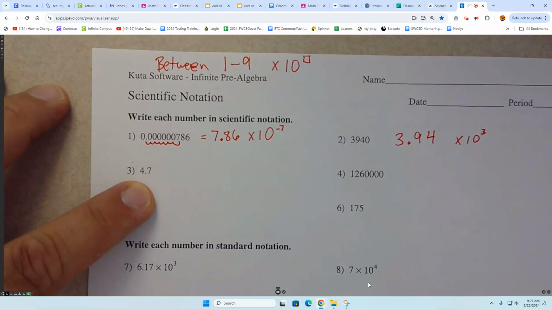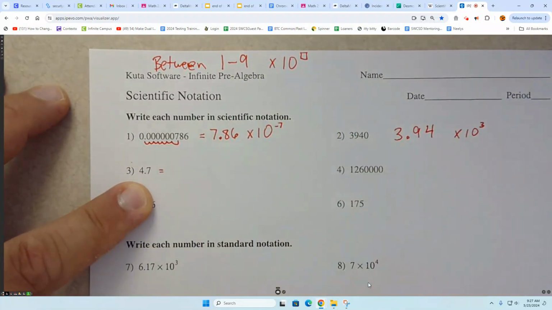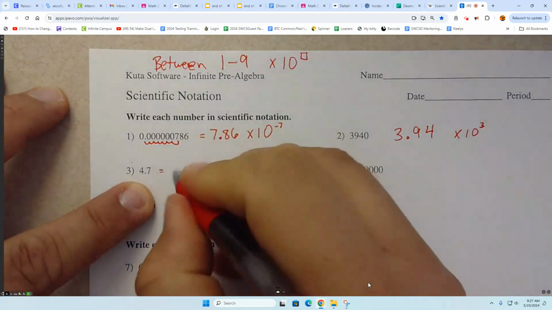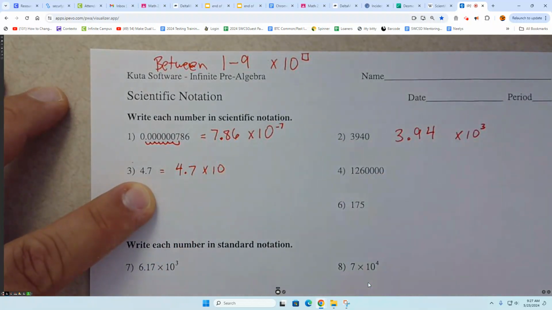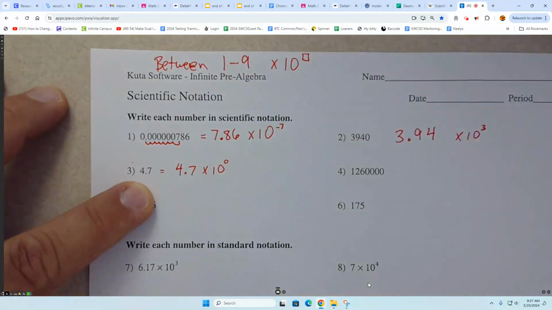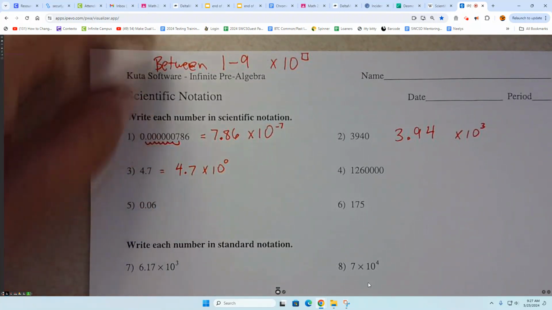Number 3 is confusing. I appreciate that. Write it as a number between 1 and 9. 4.7 times 10 to the 0. What is raising something to the 0 power? 0. No, it's 1. So timesing it by 1 is what? The same thing. Okay. We feel comfortable with those?